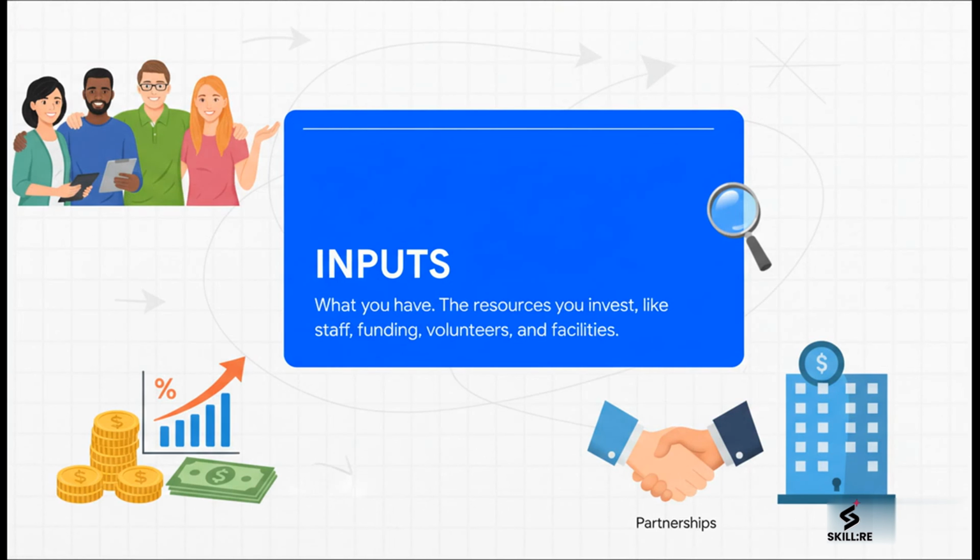First up, inputs. This is the easy one. It's all the stuff you have, the resources you put in. We're talking about your amazing staff, your funding, your dedicated volunteers, even your office space. And try to be specific here. Instead of saying funding, say a $500,000 annual budget.